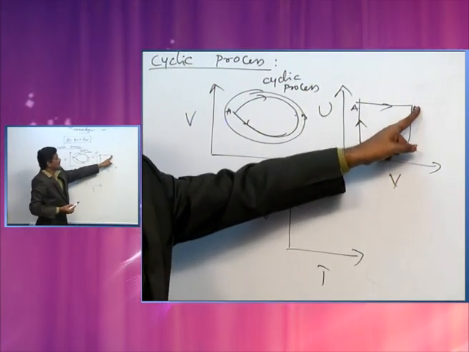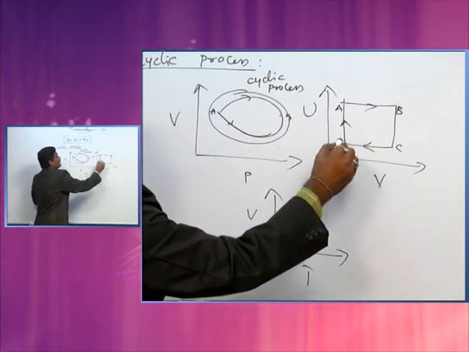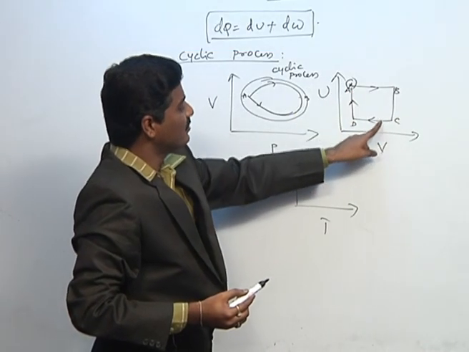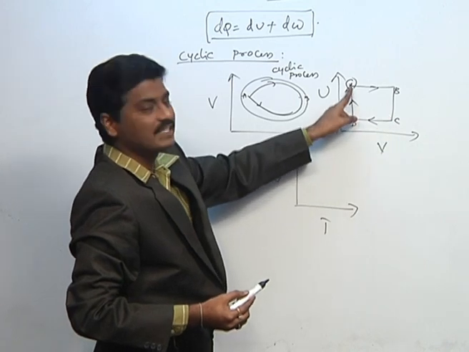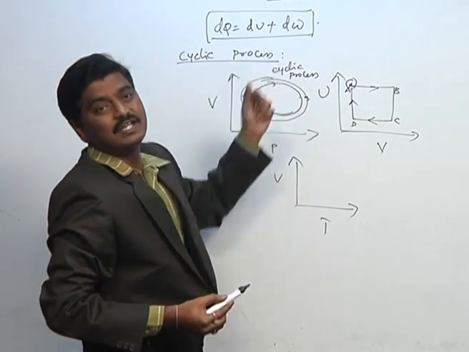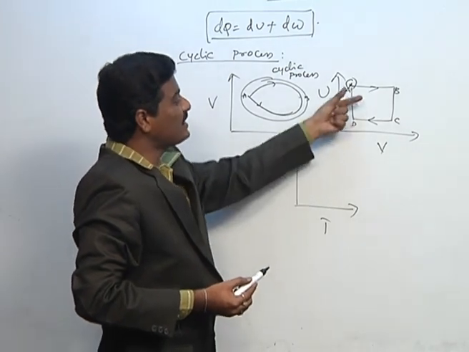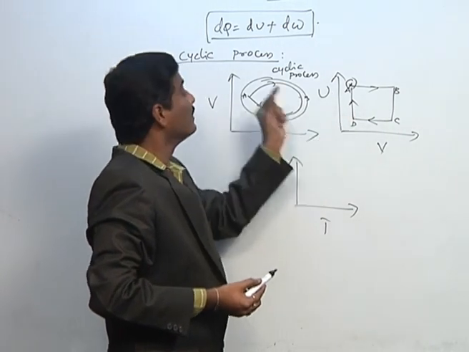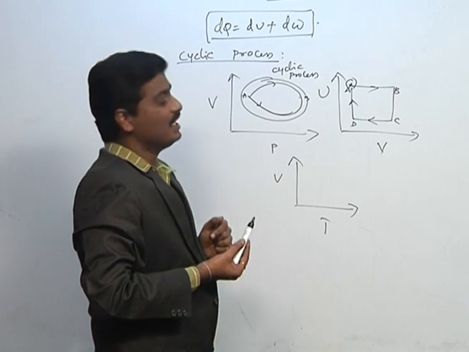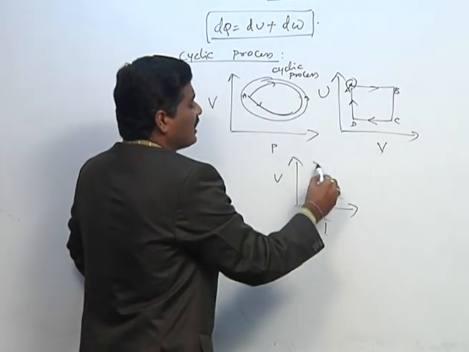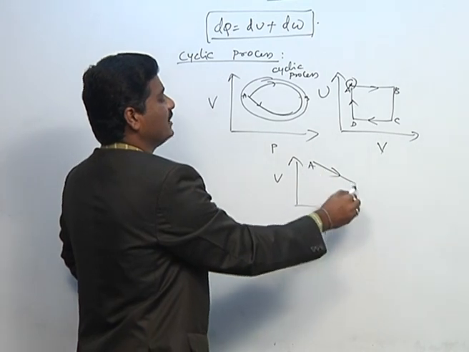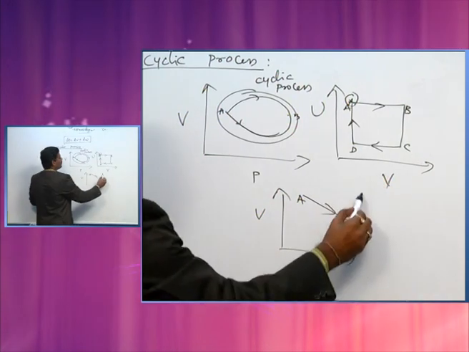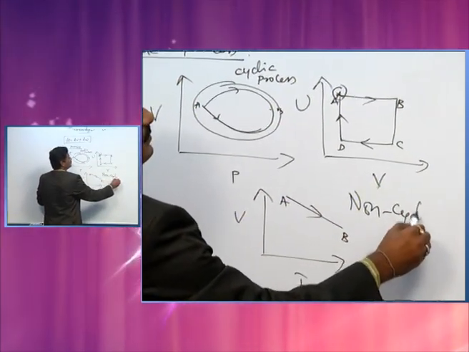Here it starts from A, goes to B, then comes to C, then comes to D, and again reaches this point. So it starts from point A, and after so many processes, finally it reaches the initial point. This process is what we call a cyclic process. The diagram which explains the gas process by taking any two parameters, pressure and volume, or volume and temperature, or internal energy and volume, is what we call an indicator diagram. Suppose a process starts from A and goes to B and doesn't return to the initial point. This process is called a non-cyclic process.